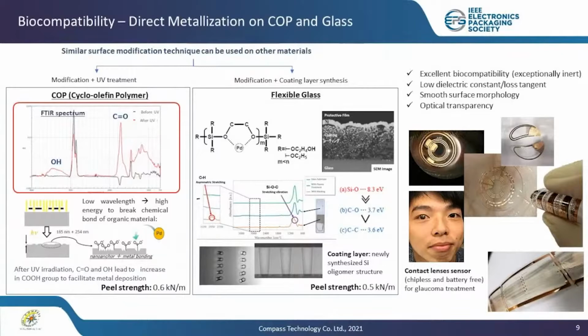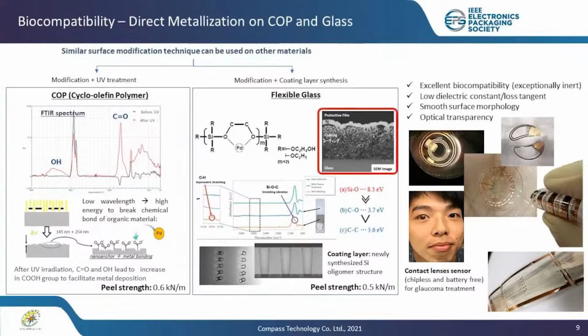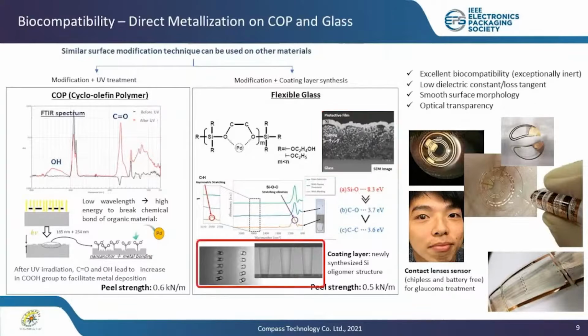As we see from the experimental diagram, the wavelength has to be precise, which is able to convert the environmental oxygen to ozone gas. Plus another UV treatment, it is able to generate active oxygen to remove the organic compound, forming a covalent bond with carboxyl group for direct metallization. For metallizing the glass, a newly synthesized layer containing silicon oligomer has been developed, which is able to directly coat on the glass surface to facilitate direct metallization and full glass-free applications as shown in the middle pictures.